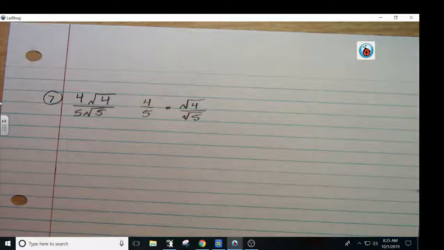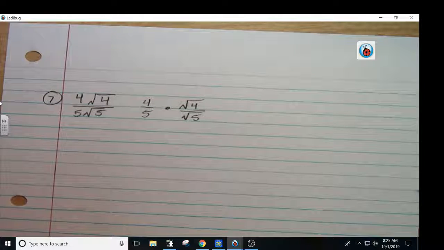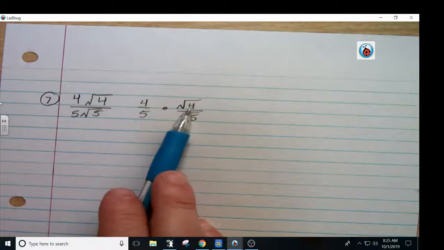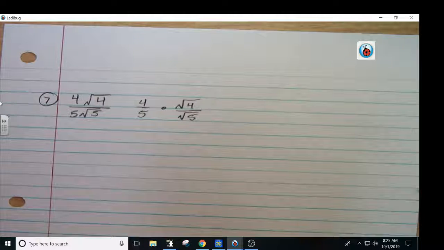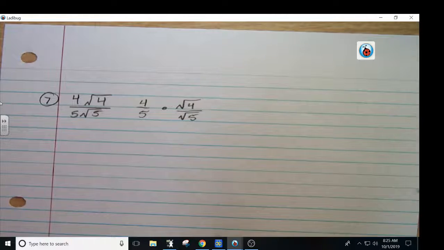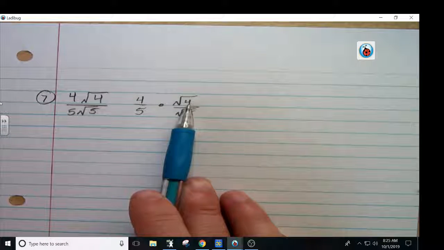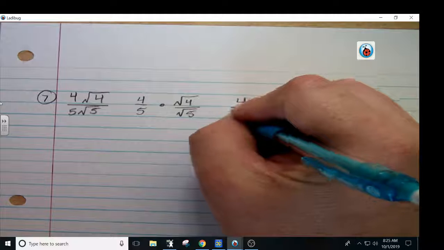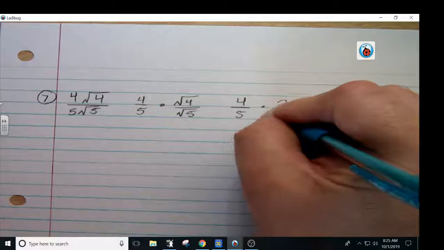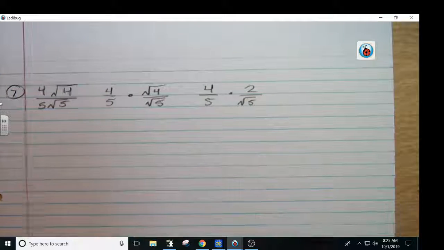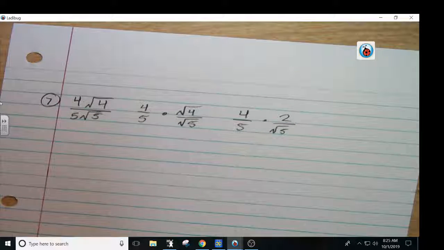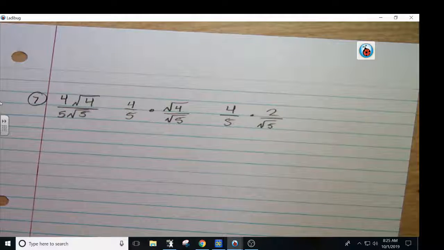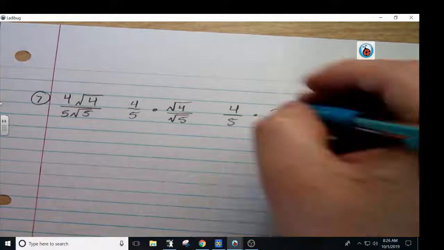Now, guys, there's several ways to do it. I'll show you another way here in a minute. But this is the same as 4/5 times the square root of 4 over the square root of 5. But what do we know about this number here? That's a perfect square, right? So that's the same as 4/5 times 2 over the square root of 5. All right, now we're going to multiply straight across.